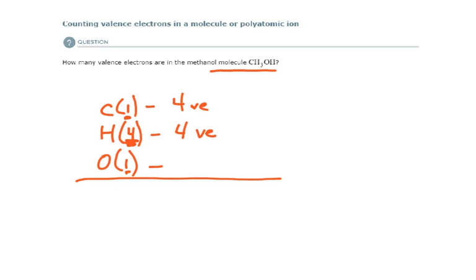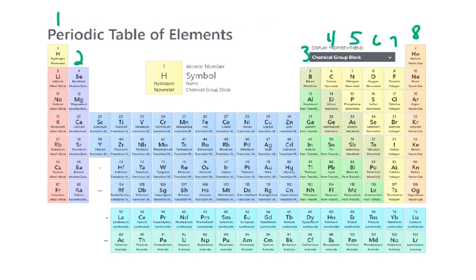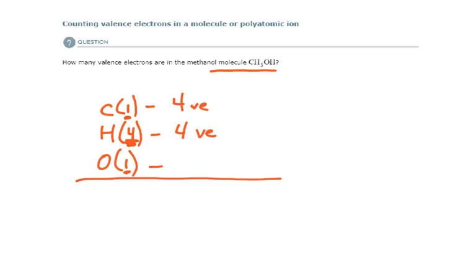I also have 1 oxygen atom. Each oxygen atom carries a total of 6 valence electrons that can participate in bonding. Okay? 6 valence electrons from this 1 oxygen atom. So let's tally them up. 6 plus 4 is 10, plus another 4, a total of 14 valence electrons. And that's it.